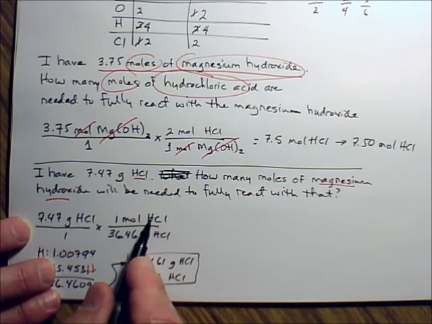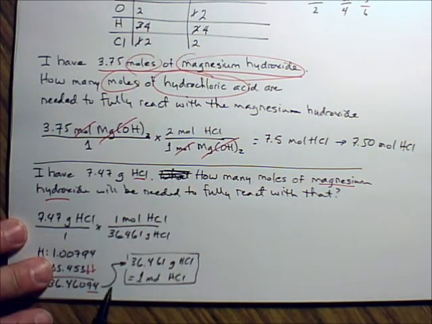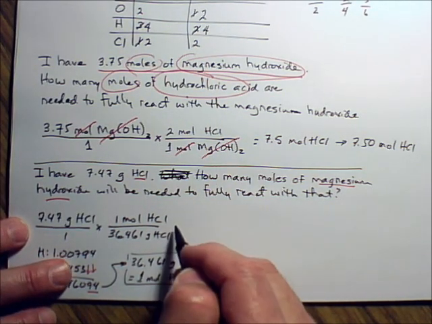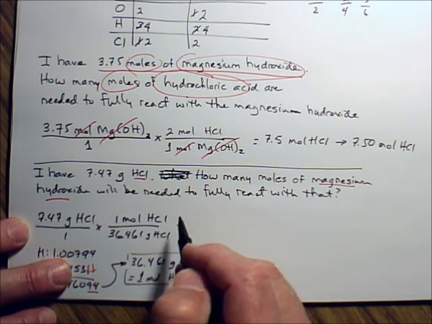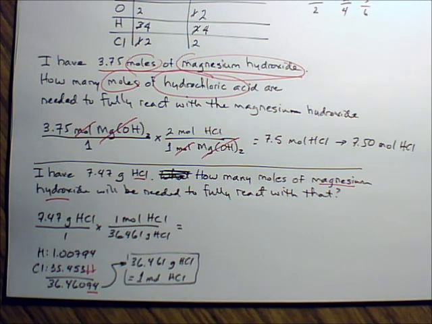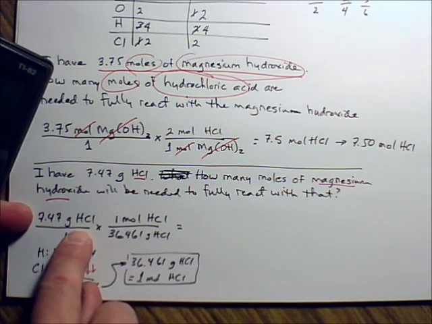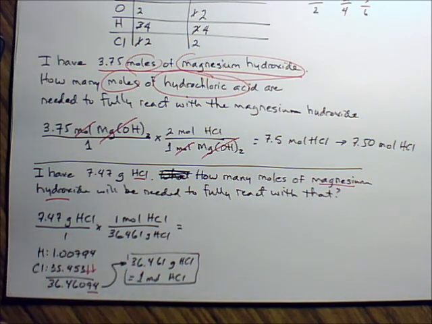Well, now that I have moles, I can get a molar ratio to get the next step. So we have to do another one? Oh, yeah. How about that? All right, so we do some math. And let's see, I got 7.47 divided by 36.461.